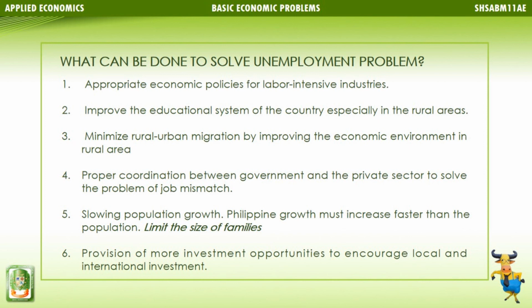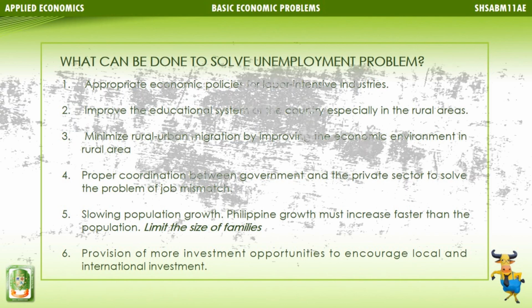Number 5, slowing population growth. Philippine growth must increase faster than the population. Limit the size of families. And number 6, provision of more investment opportunities to encourage local and international investments.